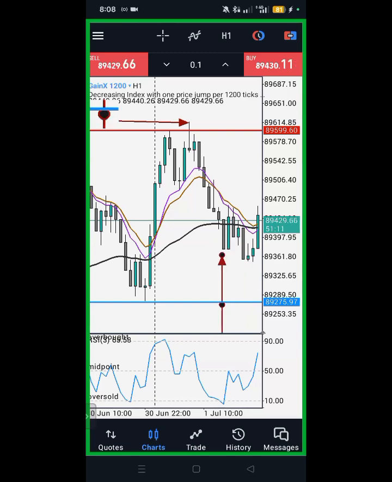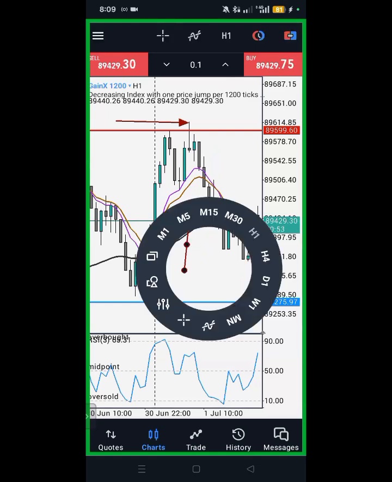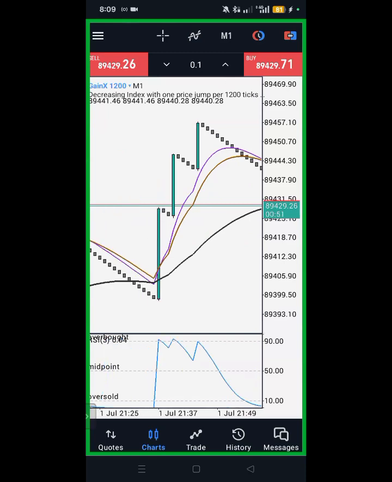Your entry should be either from this point, resistance, or from this point, support. These are the two places you should enter from. And then if you enter from here, you can see how the market went. Now, if you want to know whether I'm right or not, let's go on 1 minute, where most people trade. Go on 1 minute, you find out that you have more.